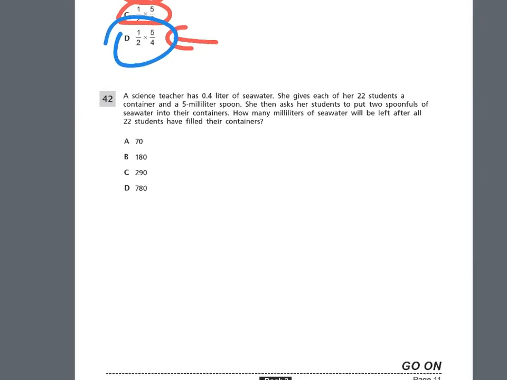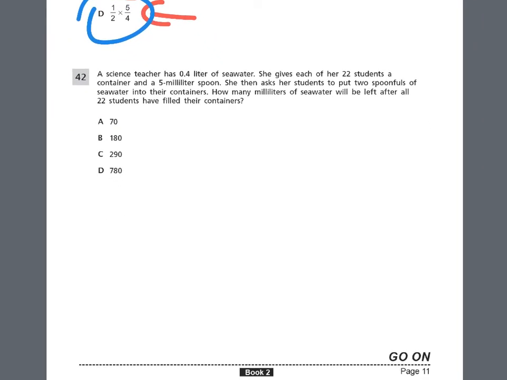42. A science teacher has 0.4 liter of seawater. She gives each of her 22 students a container and a 5 mL spoon. She then asks her students to put 2 spoonfuls of seawater into their containers. How many milliliters of seawater will be left after?